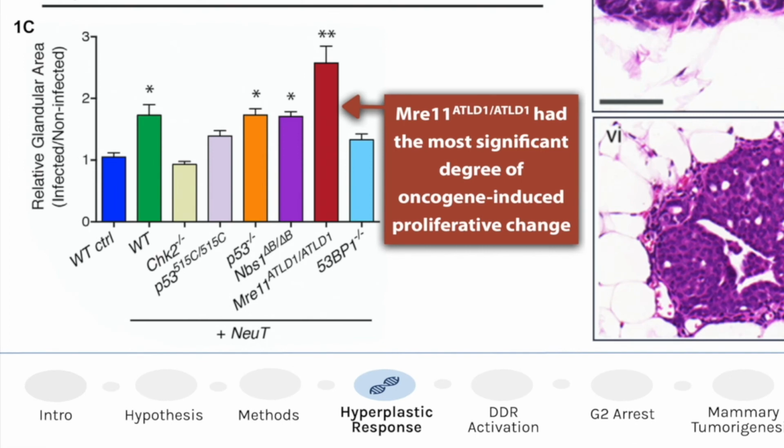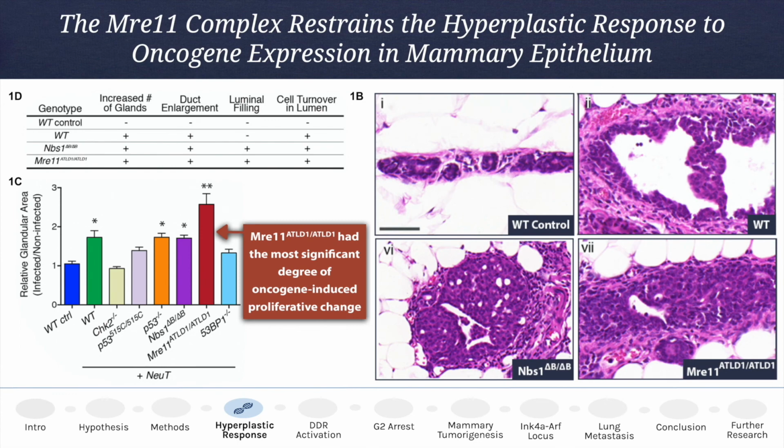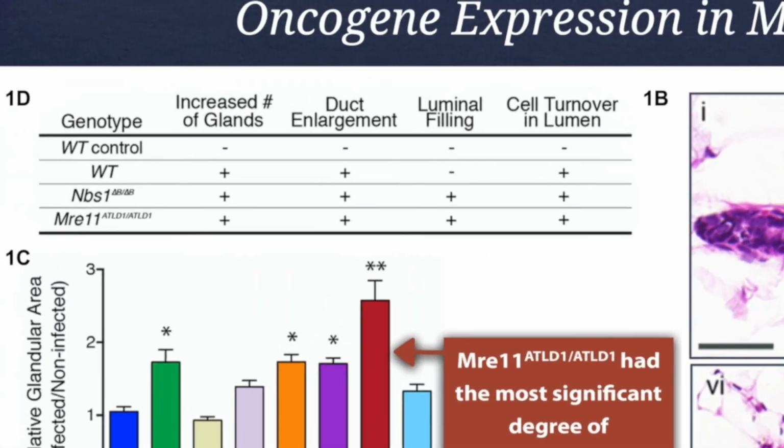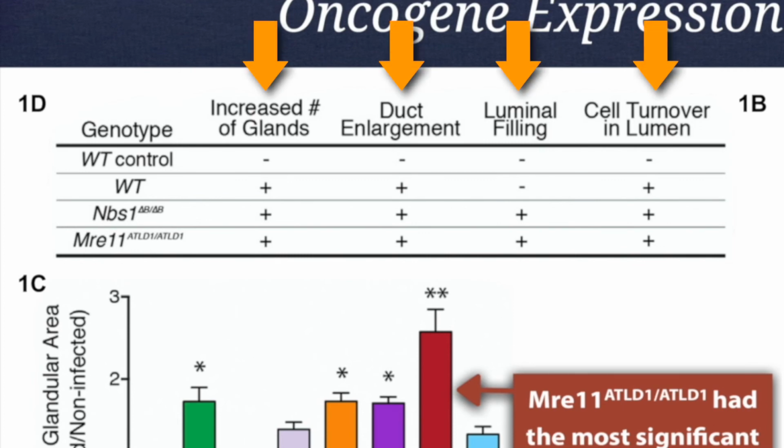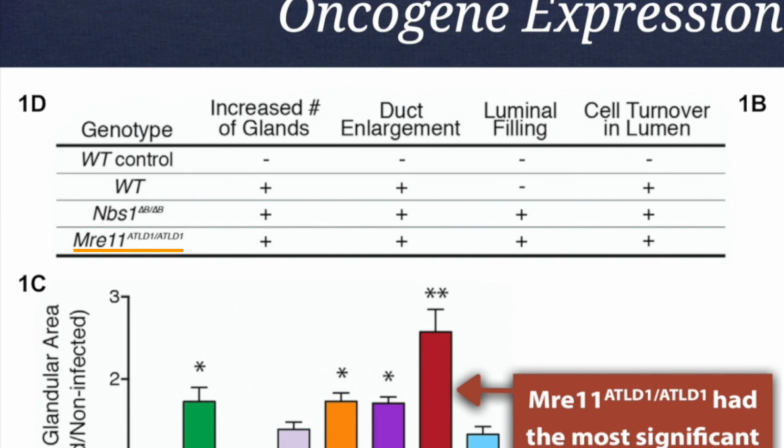All of the mutants tested in this experiment were mutants corresponding to specific DDR deficiencies, and these mutants can be seen listed on the x-axis of the shown graph. Out of all the mutants examined, only 2 of them sparked interest in the researchers, as only 2 of the mutants were positive for all 4 hyperplastic markers being looked for shown in the table. The 2 mutants of interest in this experiment were the Mre11 ATLD1 mutant and the NBS1 delta B mutant.